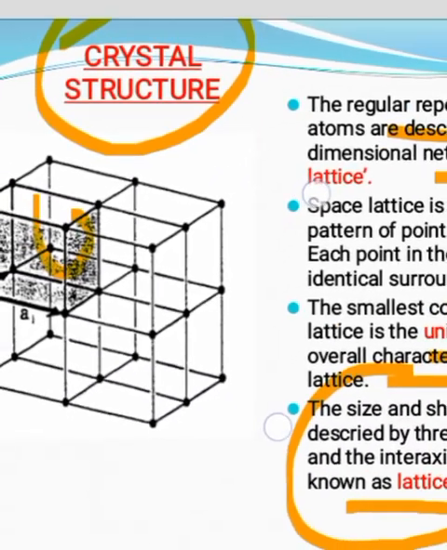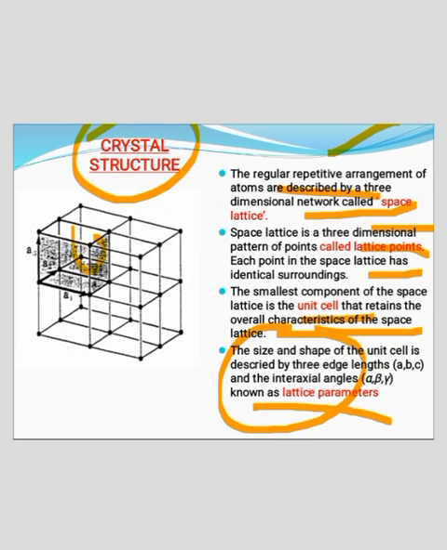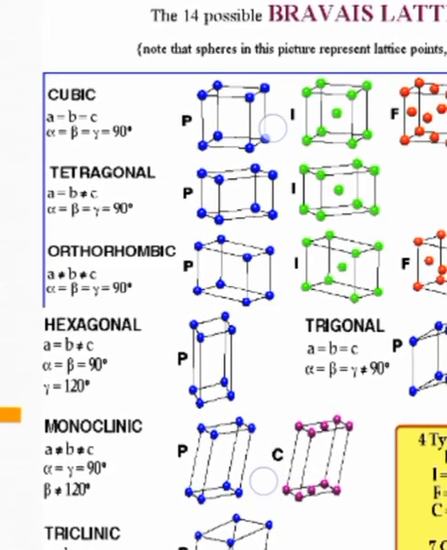You see the lattice structure, the crystal structure. These corner points are lattice points, the edge lengths are a, b, c, and the angles between them are alpha, beta, and gamma. Now Bravais lattices. According to the lattice parameters, there are 7 crystal systems having 14 types of space lattice, called Bravais lattices. First, you see the structure.